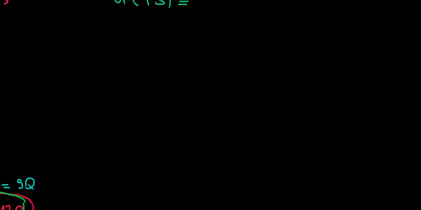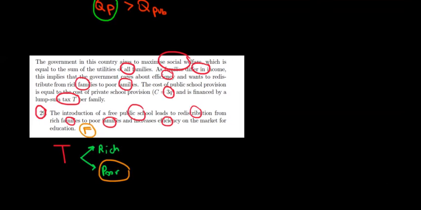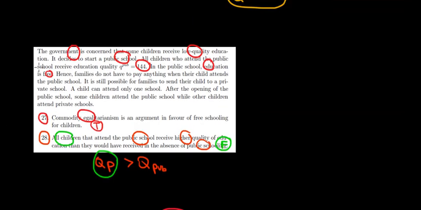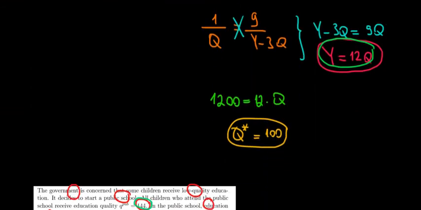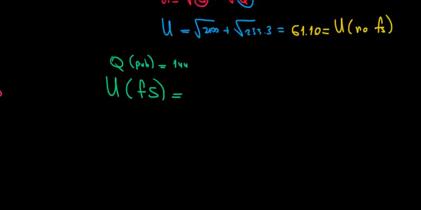It was somewhere over here, I think, in the previous question. Yeah, over here. The quality of a public school is 144. So we have to keep that in mind. Now, let's work with that in this question. Since the quality of education is 144, what would be the utility? Well, the square root of the amount of money that we spent on other goods.